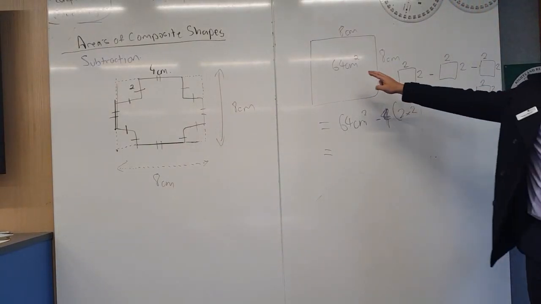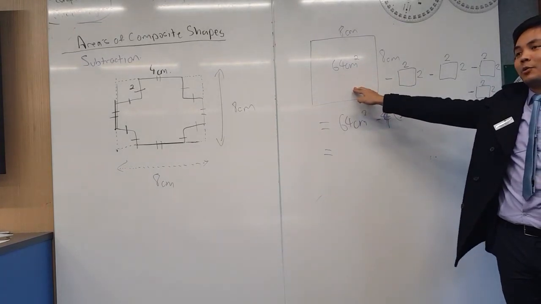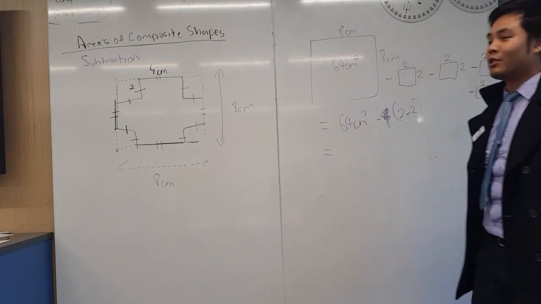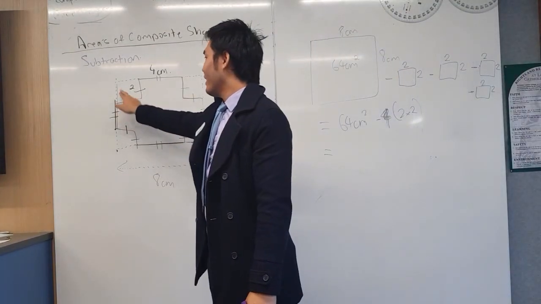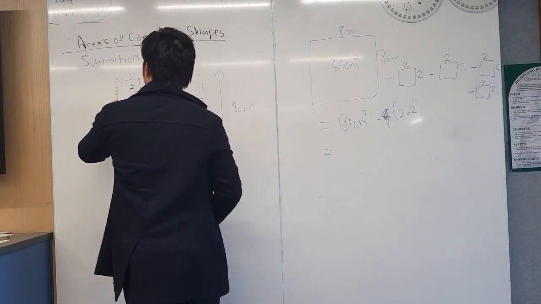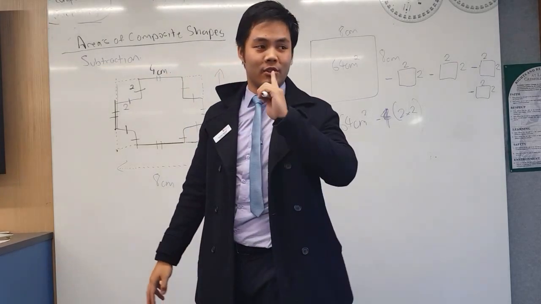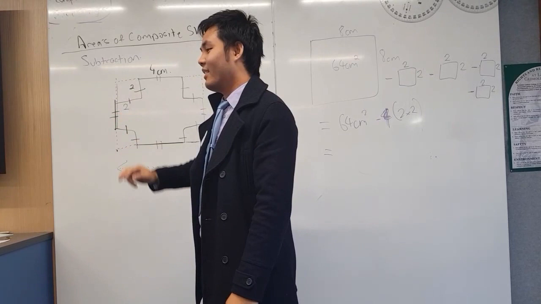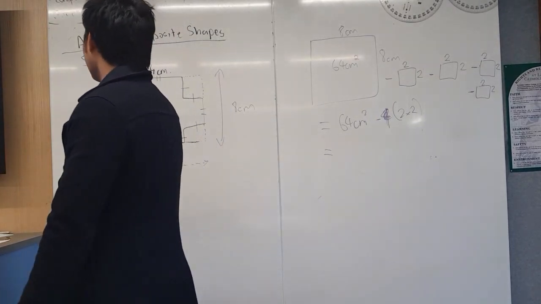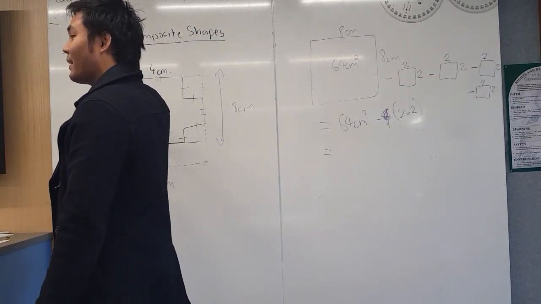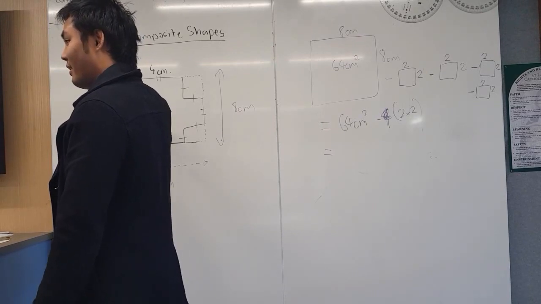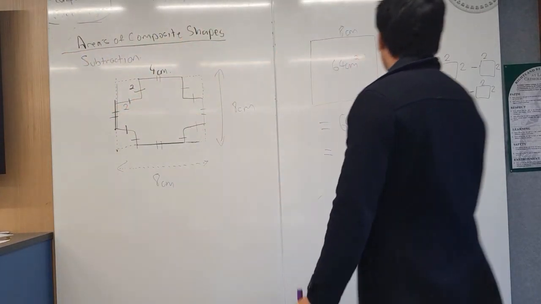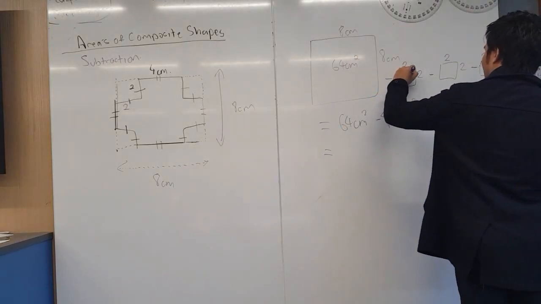So we get the big square, which is 64 centimeters squared, minus 4 little squares. Okay. And our little square is here. What's the area for our little square? Kelvin, what's the area for this square here? Yeah, 4. It's 4 because it's 2 times 2, right? So does that say minus 4 brackets 2 times 2?